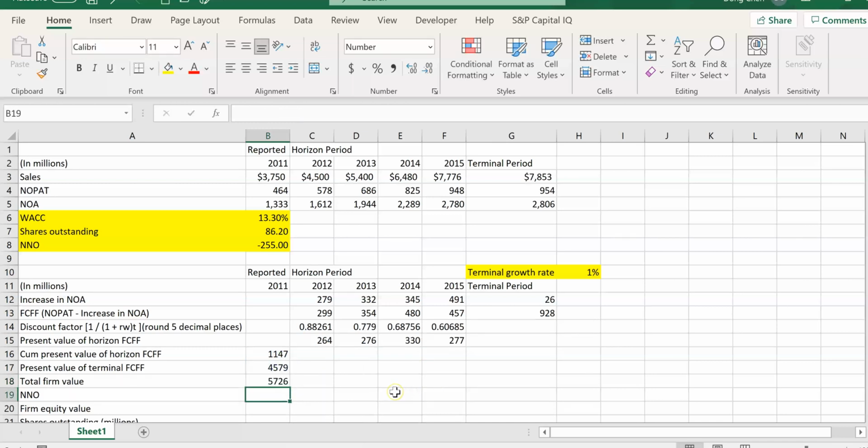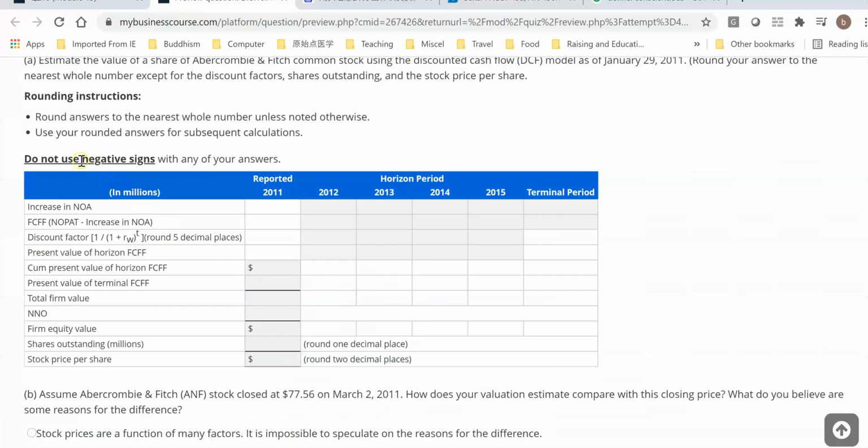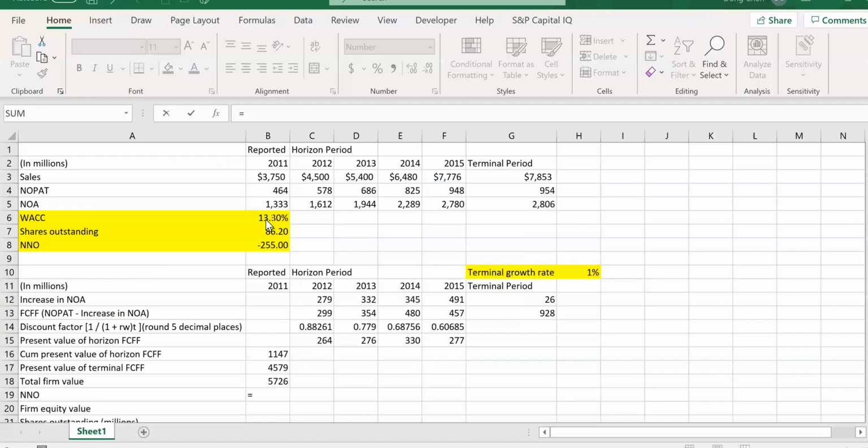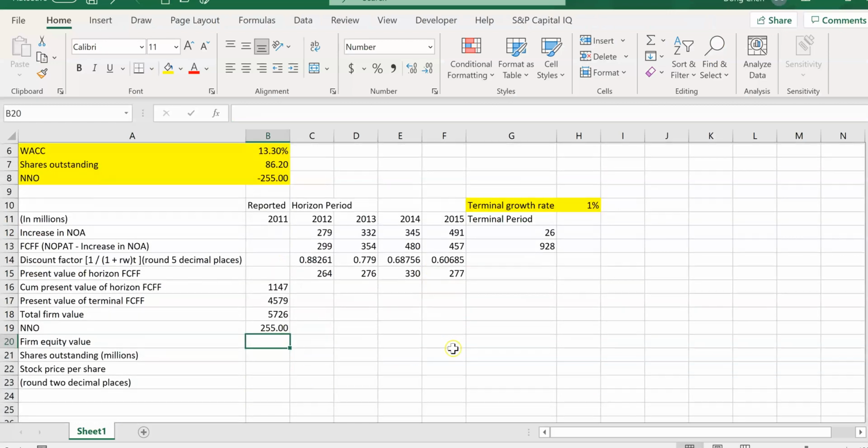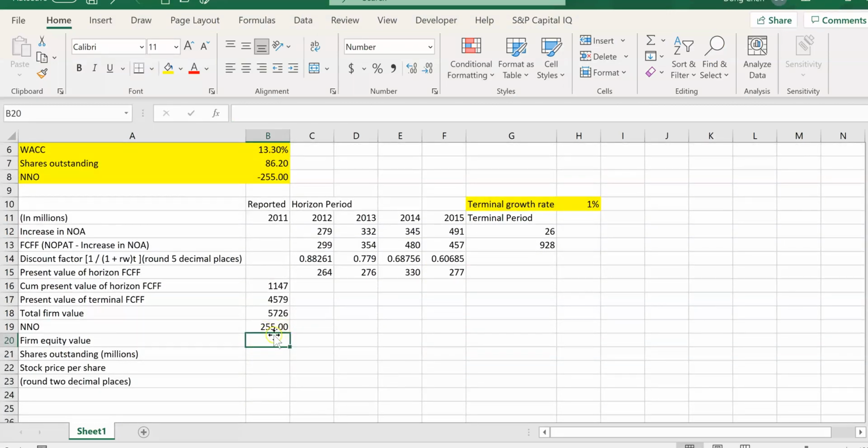And NNO is directly provided, but if we go back and check the rounding requirement, it asks us do not use negative signs with any of your answers. So that means we need to add a negative sign in front of this NNO just to convert that into a positive number. But we need to keep in mind this is actually negative. So when we subtract this from the total firm value to get the equity value, we actually need to add up this positive 255 to get the equity value. So that's what I want to do here.